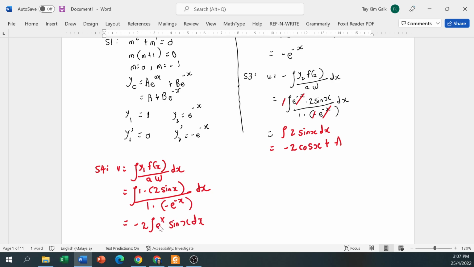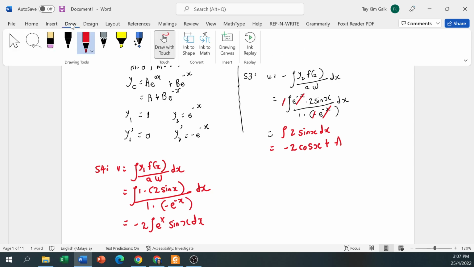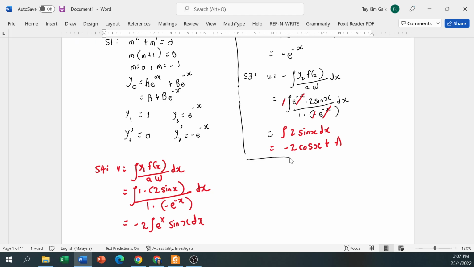So you have the integral of a product form, where you have exponent x sin x dx. So it's either you use integration by parts, but I would prefer to use the tabular method. I'm not sure whether in your calculus you learned the tabular method or not. So for this one, I will choose the so-called tabular method.